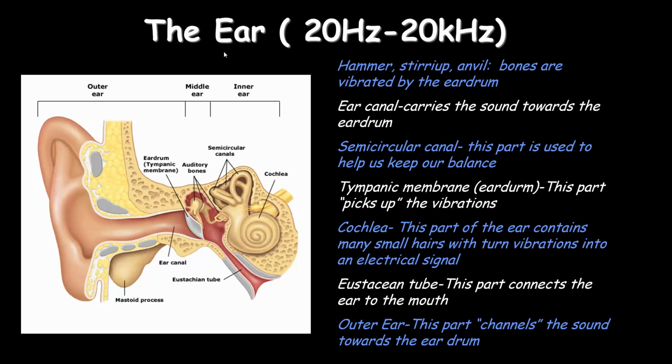Also, you want to make sure that the auditory range of a human is between a frequency of 20 hertz and 20 kilohertz. So again, that's 20 hertz and 20,000 hertz, 20 kilohertz. That is the auditory range of the human ear. Make sure you know that too.